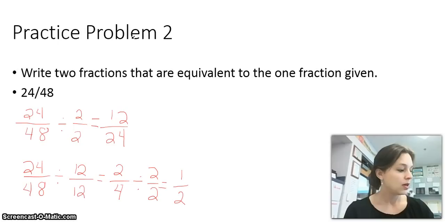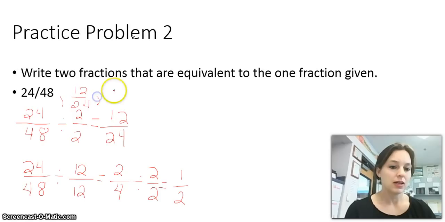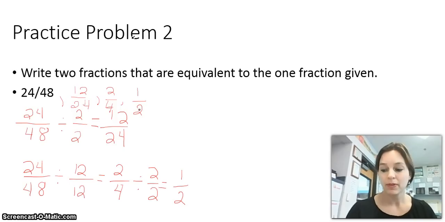So my fraction in lowest terms for all three of these, my lowest equivalent fraction, would be 1/2. So we could say that 12/24ths and 2/4ths and even 1/2 are all equivalent fractions. They're all equal the same amount.